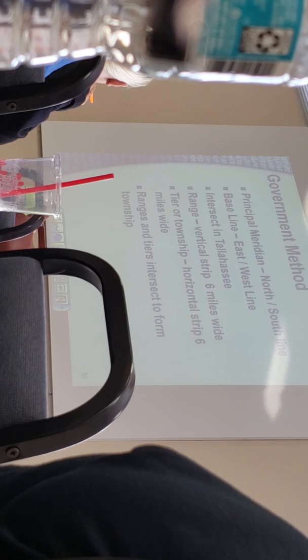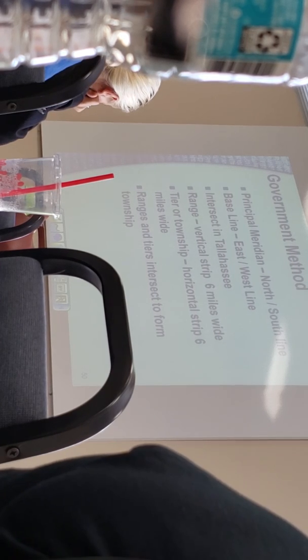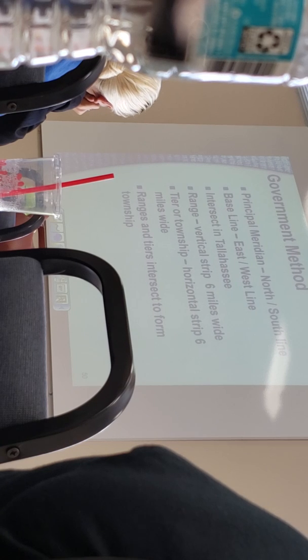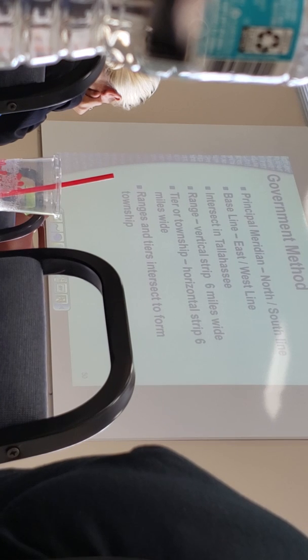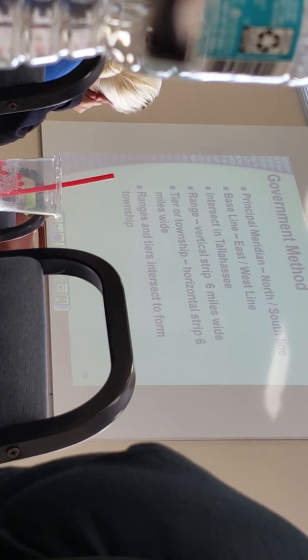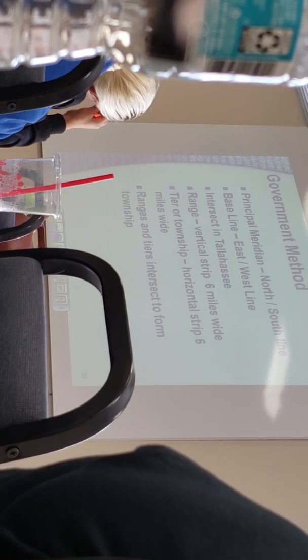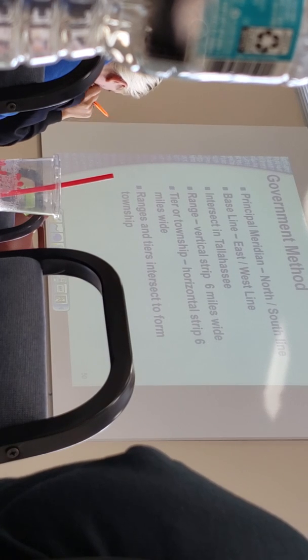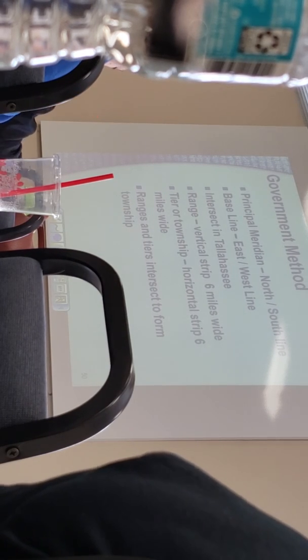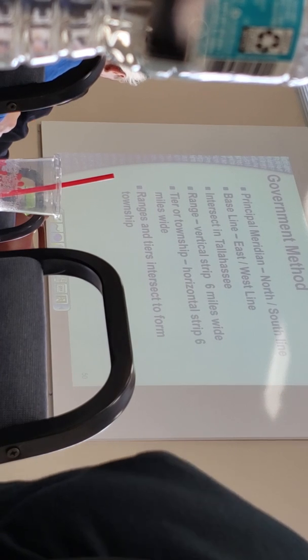And they number these 6-mile horizontal strips of land. What are they called? They're called tiers, not townships. They're called tiers. The 6-mile strip runs across the state, and they're numbered consecutively by direction, going this way. This will be tier 1 north, tier 2 north, tier 3 north, tier 1 south, tier 2 south, tier 3 south, tier 4 south, and so on.